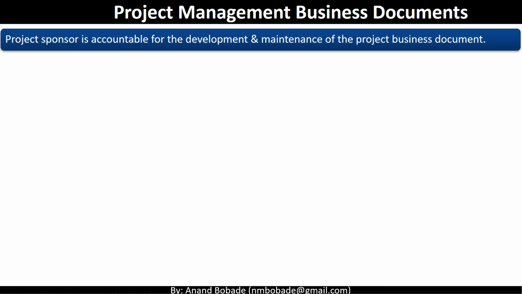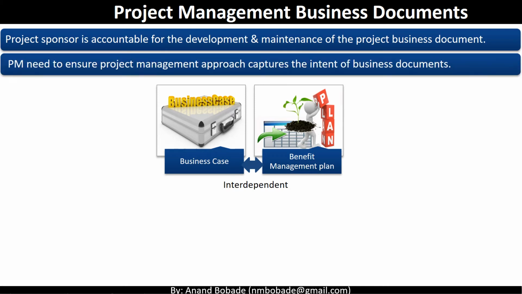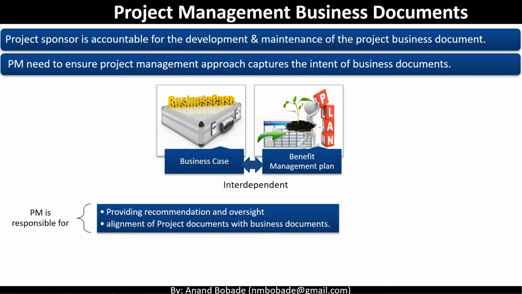Project management business document. The project sponsor is accountable for the development and maintenance of the project business document. There are 2 types of business documents: business case and benefit management plan. Both are interdependent. The project manager needs to ensure the project management approach captures the intent of this business document. The project manager is responsible for providing recommendation and oversight and alignment of a business document with a project document.